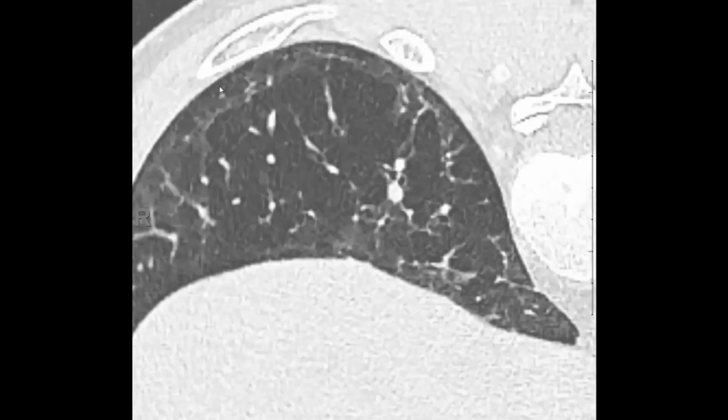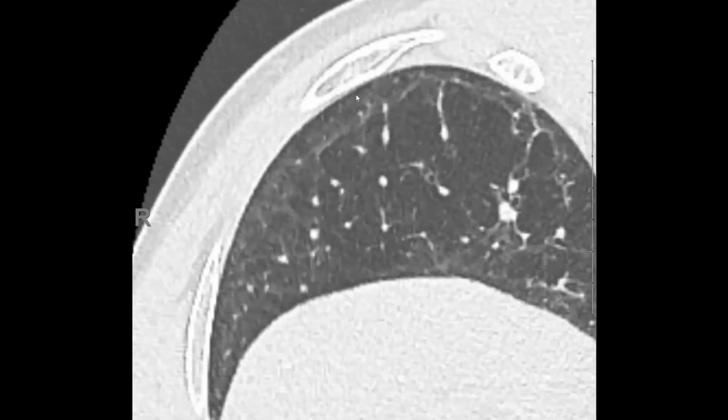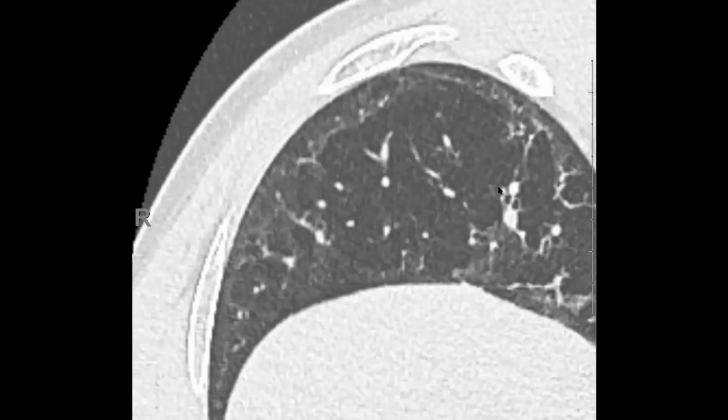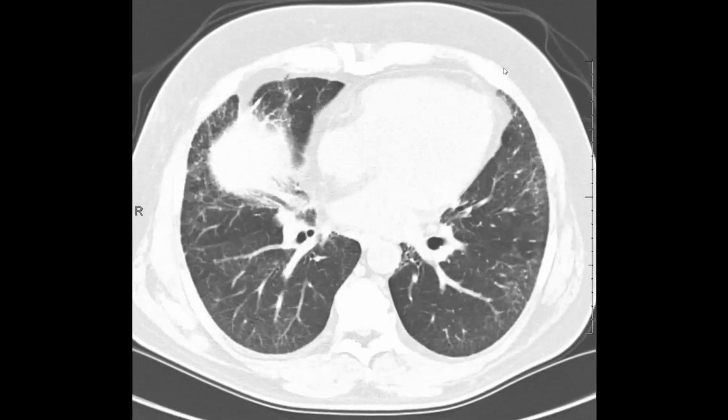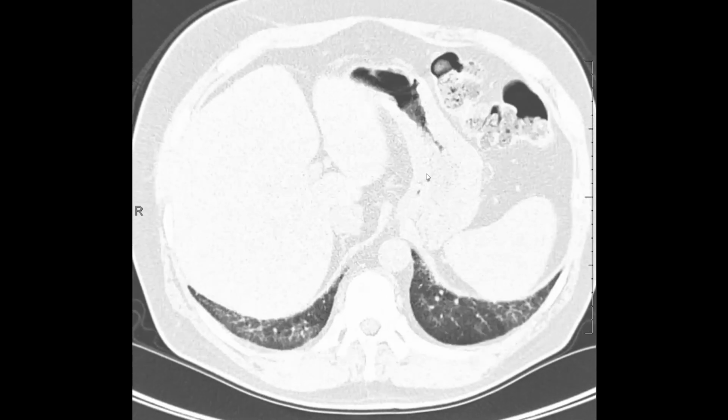There is also relative subpleural sparing. Again, this is real life. You kind of have to squint, but it certainly looks like the subpleural portion of lungs are at least relatively spared. So this is a typical evolution of disease in patients with myositis-related NSIP and organized pneumonia, evolving into more of an NSIP pattern.